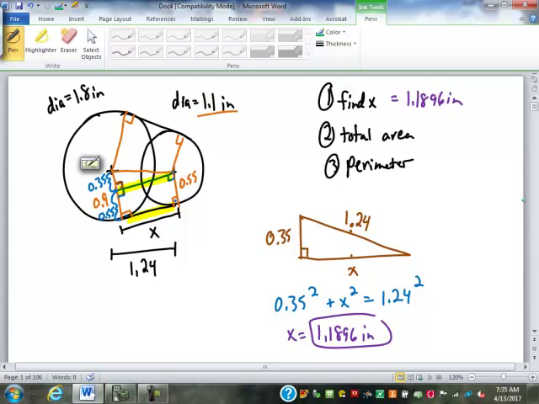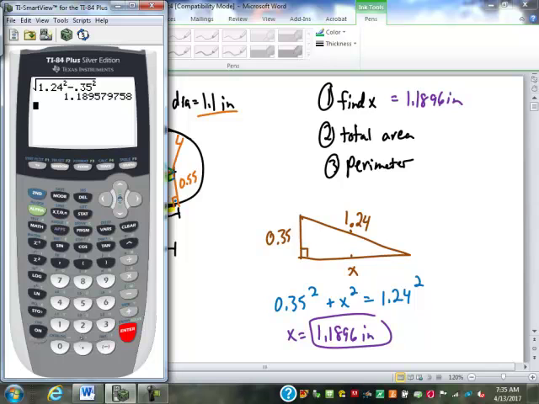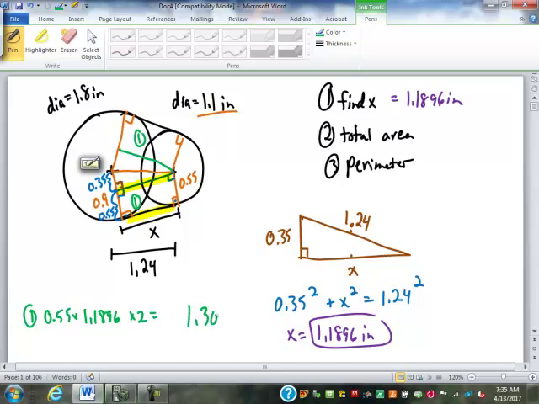Area. Well, I've got piece 1 here. Of course, up here there's another one that's also the same shape, exact same shape. So piece 1 is 0.55 times 1.1896 times 2 because there's 2 of them. Is 1.309, we're going to call that square inches. We're going to call this here piece 2.